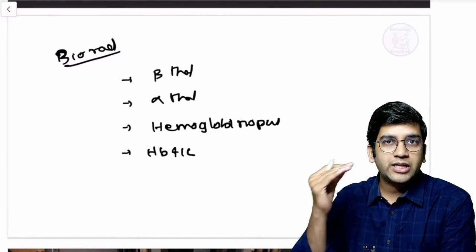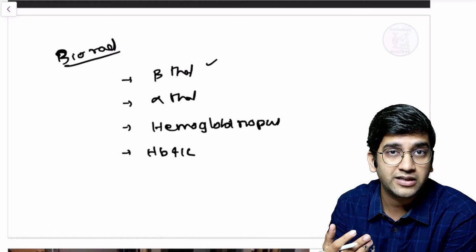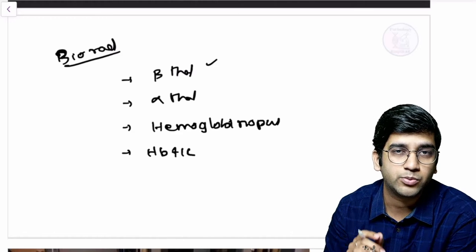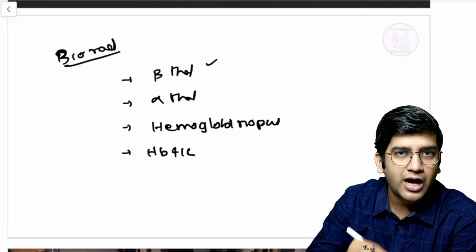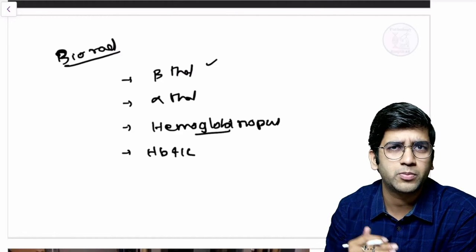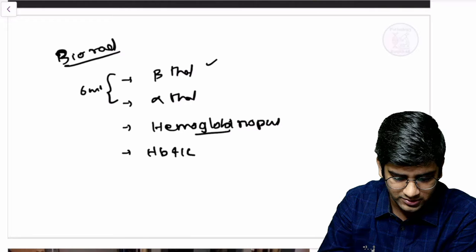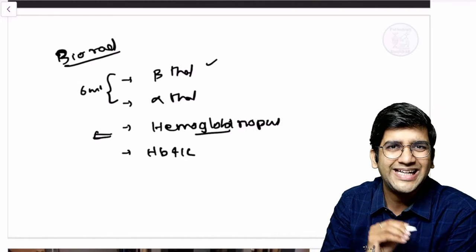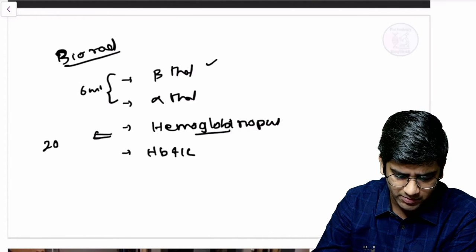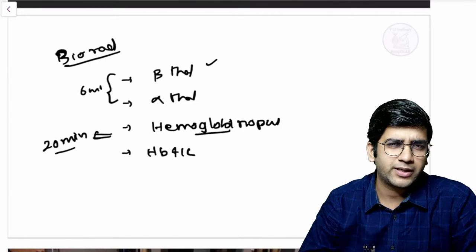So when you set up a machine, if you want to run beta thal trait, if you want to diagnose beta thal trait for a mass, you have to put the beta thal program. If you have an unknown hemoglobinopathy, I don't know what exactly it is, run the hemoglobinopathy program. For these programs, the entire sample run is around 6 minutes. The hemoglobinopathy program might take a long time, maximum around 20 minutes, because it needs to look for everything. It takes a little bit longer, that's all.